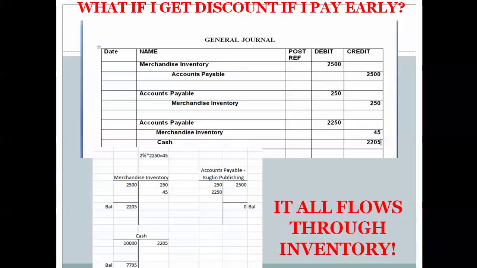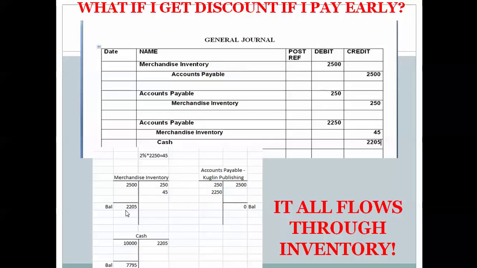However, that's not how much cash we have to send, is it? No, if we take a 2% discount, and it's right here, 2% times the $2,250 we owe, that means we get a discount of $45. So in order to reflect how much cash we have to send out the door, we are going to go ahead and reduce the cost that is held in our inventory by $45, and we are going to only need to send to Kugelin Publishing $2,205. That's the only amount of cash that has to go out the door. Get rid of that accounts payable bill of $2,250. So again, that discount flowed through inventory.